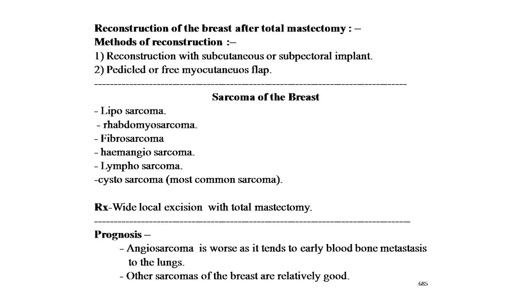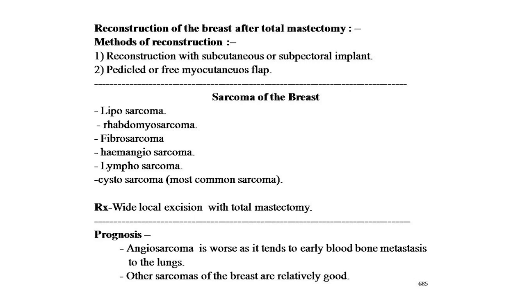Now, the reconstruction of the breast after total mastectomy. There are two methods of reconstruction of the breast: reconstruction with subcutaneous and subpectoral implants, by implanting the various breast implants, and pedicled and free myocutaneous flaps. These are the methods of the reconstruction of the breast.